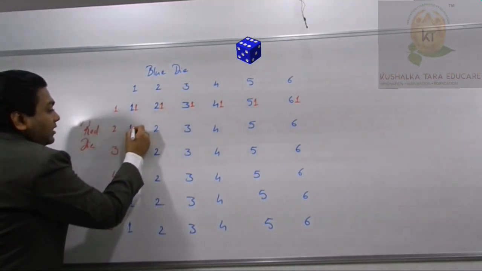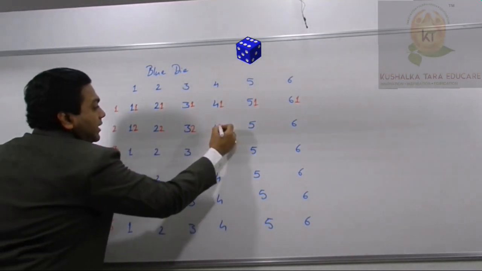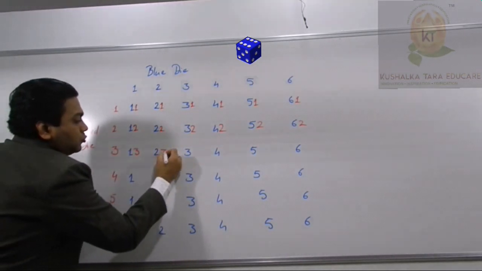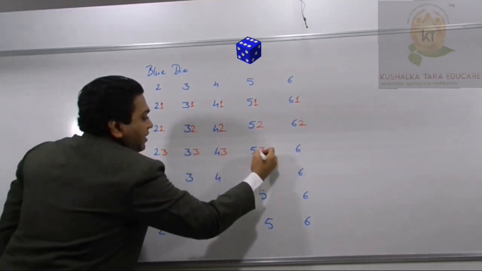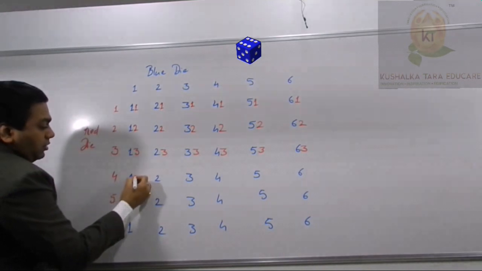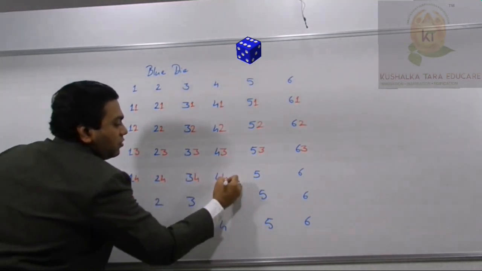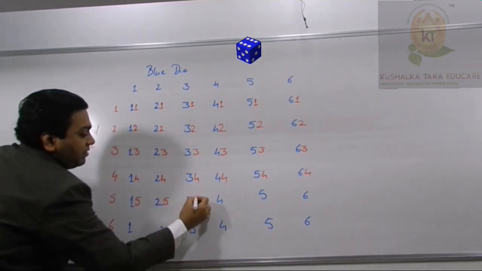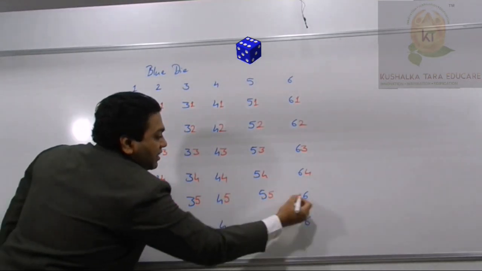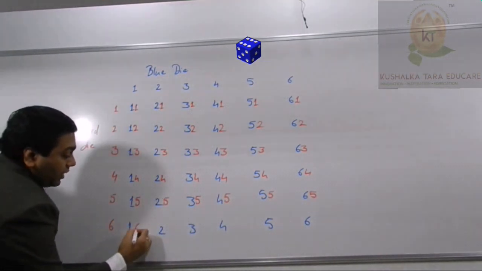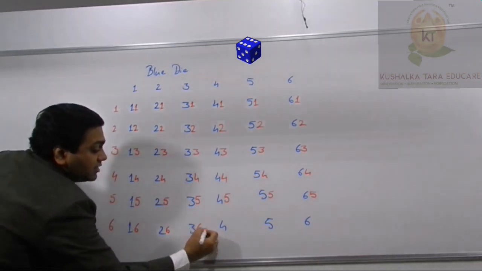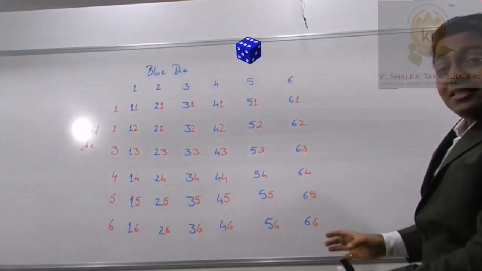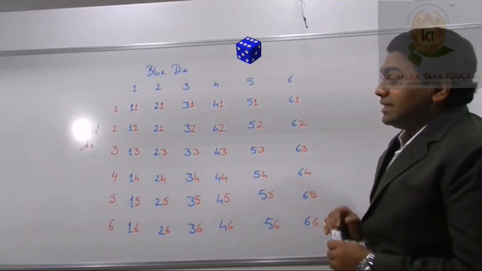1 to 6, then you may get the combination of 1, 2, 2, 2, 3, 2, 4, 2, 5, 2, 6, 2. 3, 1, 3, 2, 3, 3, 3, 4, 3, 5, 3, 6, 3. Right? 4, 1, 4, 2, 4, 3, 4, 4, 4, 5, 4, 6, 4. 5, 1, 5, 2, 5, 3, 5, 4, 5, 5, 5, 6, 5. With 6, you'll get 1, 6, 2, 6, 3, 6, 4, 6, 5, 6, and 6, 6. So that completes my lattice diagram, the best representation.